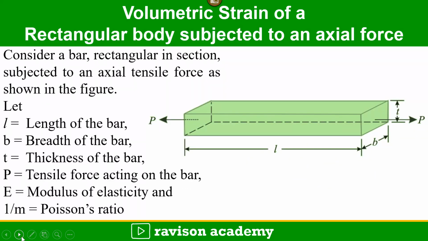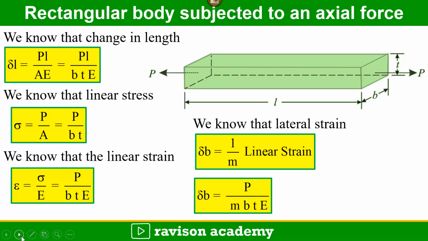So the volumetric strain of a rectangular body subjected to a single axial force. The rectangular body of length L, breadth B and thickness T is taken, and the tensile force P is acting in one direction, and E is the modulus of elasticity of the material, and 1 by m is the Poisson's ratio of the material. So we know that del L is equal to PL by AE. The area of the rectangular bar is B into T, so we can write del L is equal to PL by BTE.